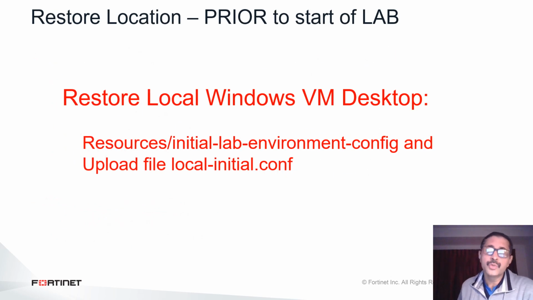For those who are using the virtual system, it's essential that prior to starting this lab, they would be required to restore the original file to the local FortiGate firewall from the folder on the local Windows virtual machine desktop. It's located at resources, initial lab environment config, and upload the file local-initial.config. The file will reset all firewall conditions and you should not have a problem in the network if you configure the details as per instructions. While doing the lab, the local FortiGate config files are located in the resources, infrastructure, SD-WAN folder as mentioned in the lab guide.